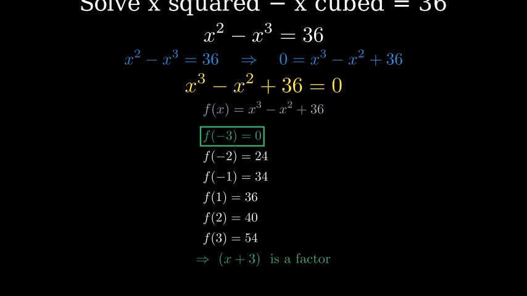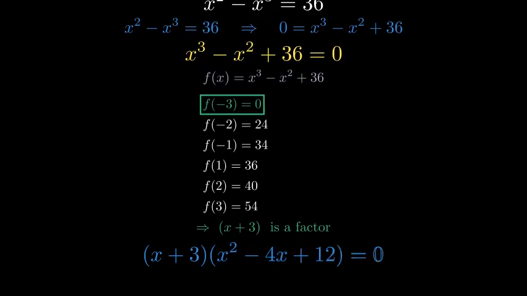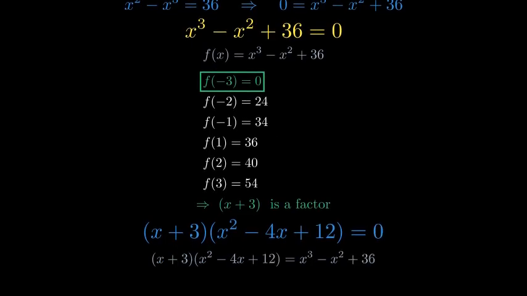Step 3. Divide by x plus 3 to factor the cubic. The quotient is x squared minus 4x plus 12. So the factorization is (x plus 3) times (x squared minus 4x plus 12) equals 0.